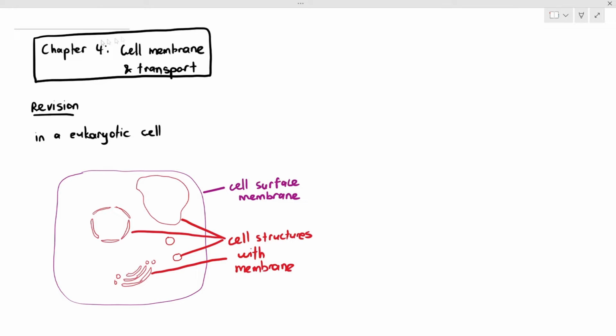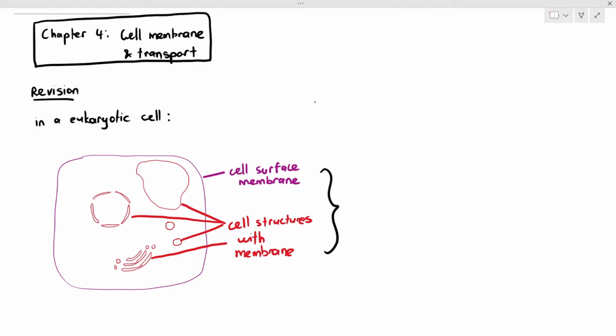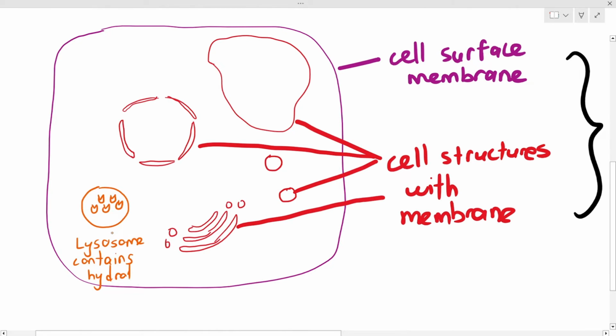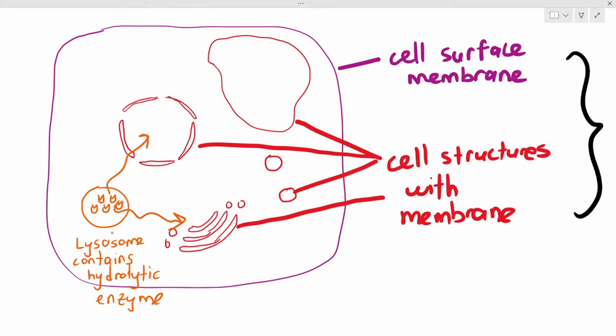So what exactly are all these membranes? What is it made out of? And why are these membranes so important? One of the importance of the membranes that I might have mentioned in chapter 1 is it allows for separation of function. For example, lysosomes contain hydrolytic enzymes, and if there was no membrane, the hydrolytic enzymes can go and easily destroy the nucleus, Golgi apparatus, and other structures, and we don't want that to happen. That is one reason why membranes are important within the cell.